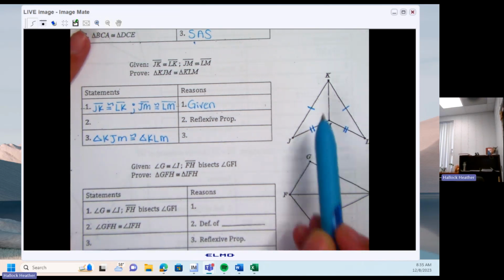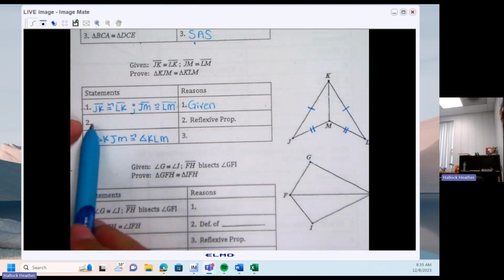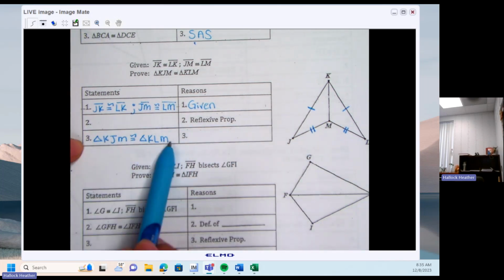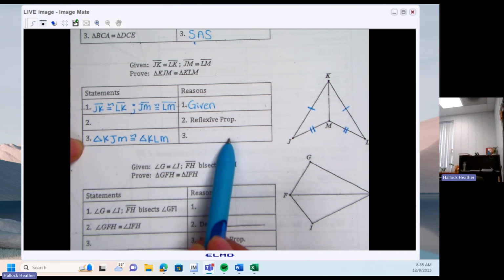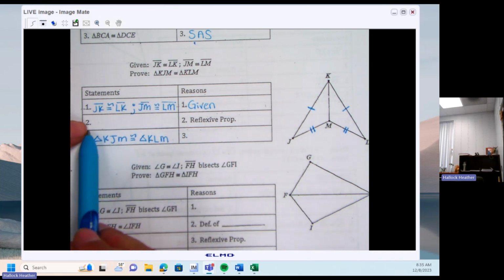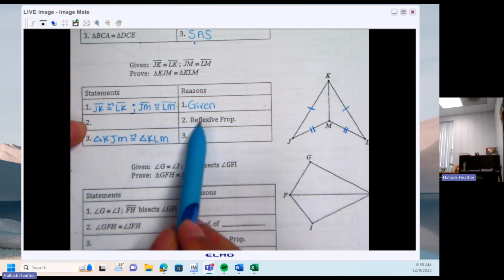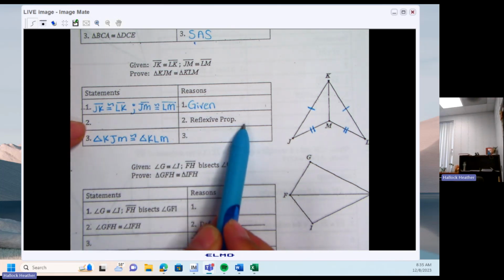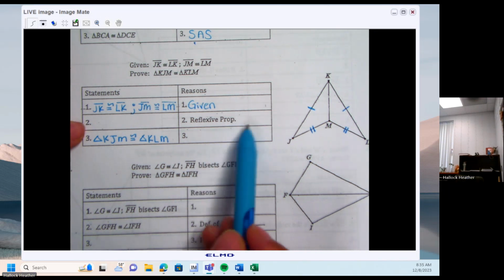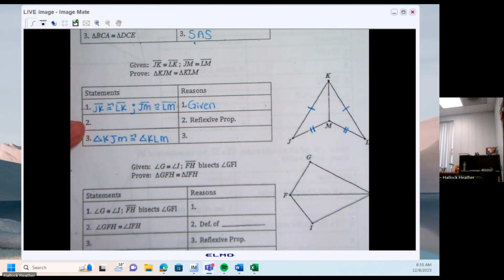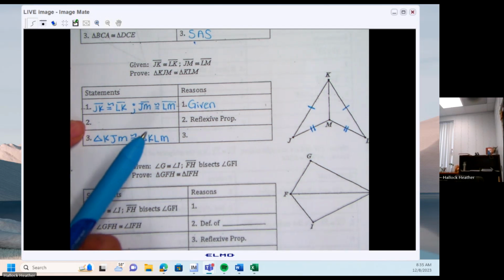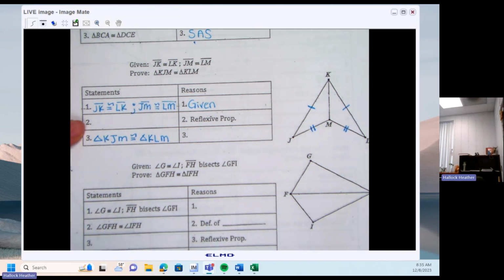So now that I know my two sides, I have number two, I have reflexive property, and then I have this filled in. You can't fill in the reason just yet, so we have to fill in number two first. The reason though is reflexive property. We talked about this yesterday. Does anybody remember what the reflexive property is kind of trying to tell me? They mirror each other. So they share that common side.